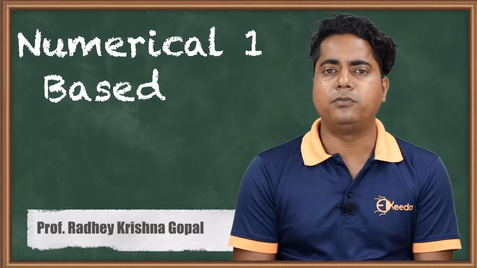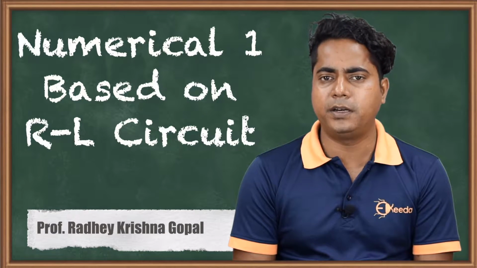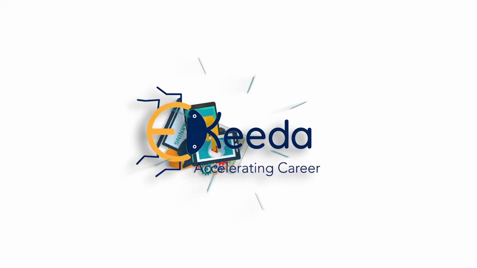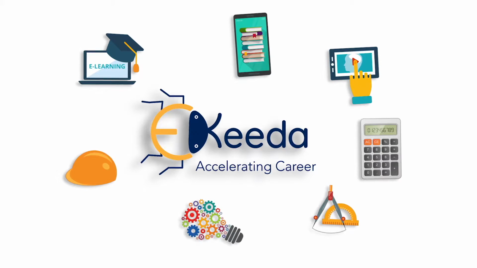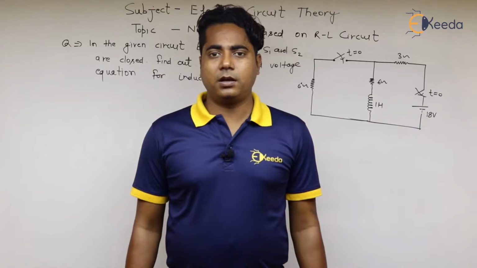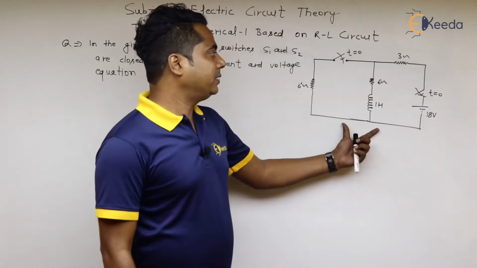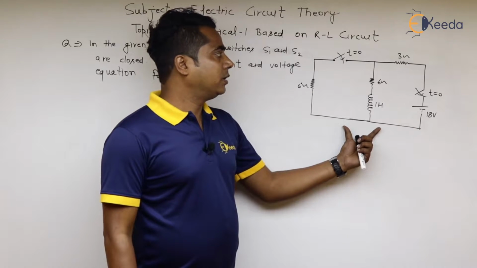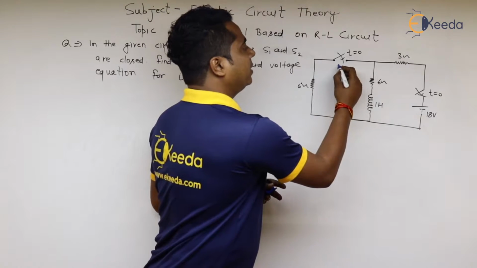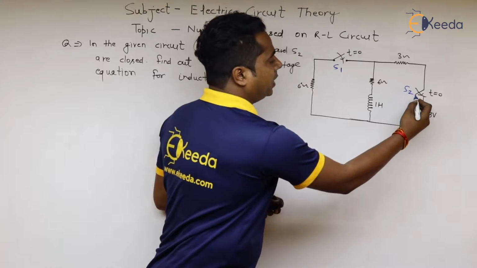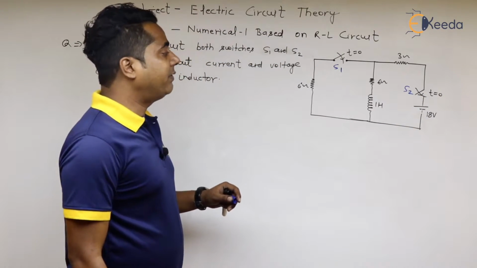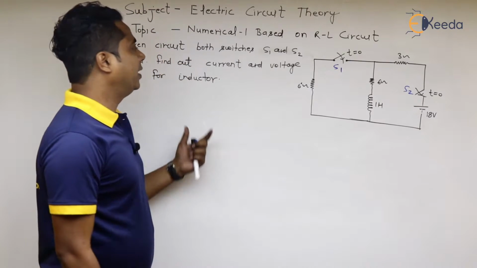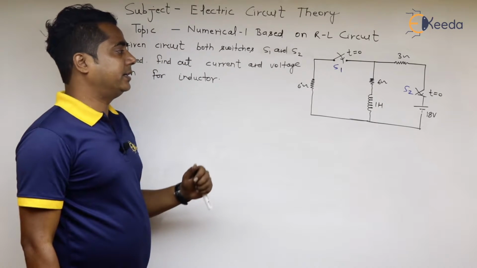Hello friends, we are going to solve numerical number 1 based on RL circuit. In this circuit, this is switch number 1, S1 and S2 both are closed at t is equal to 0. Then find out the current equation for inductor.